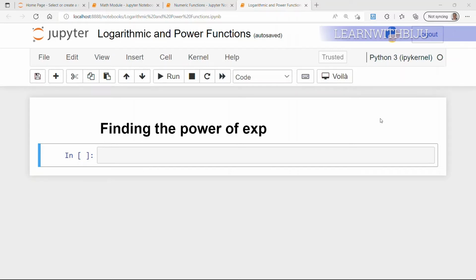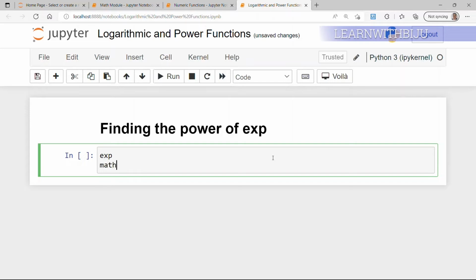Power functions can be expressed as x raised to n, where n is the power of x, whereas logarithmic functions are considered as the inverse of exponential functions. So for finding the power of exponential, we have a method exp. The exp method is used to calculate the power of e, that is, exponential of y. So what is the function exp? Math.exp.